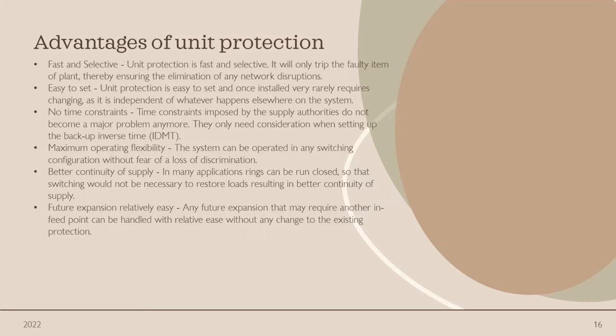Maximum operating flexibility. The system can be operated in any switching configuration without fear of a loss of discrimination. Better continuity of supply. In many applications, rings can be run closed, so that switching would not be necessary to restore loads, resulting in better continuity of supply. Future expansion relatively easy. Any future expansion that may require another in-feed point can be handled with relative ease without any changing to the existing protection.